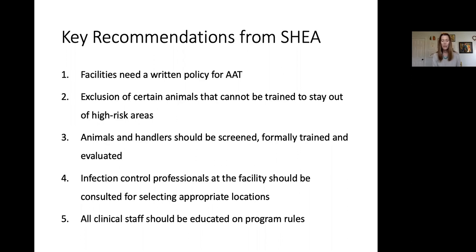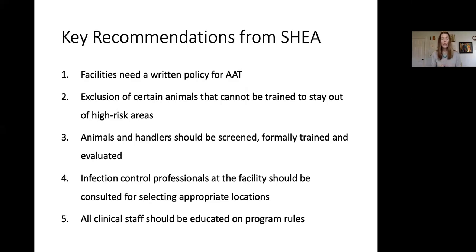And we think about high-risk areas where we don't want animals to be. One would be a food preparation area, as well as some units that may have severely immunocompromised individuals, such as a transplant recipient. When we do have our animals selected, there needs to be a formal screening and training, as well as an evaluation of both the therapy animal as well as the handler. And that's to make sure that everybody's healthy and everybody knows how to be safe and successful at the facility.